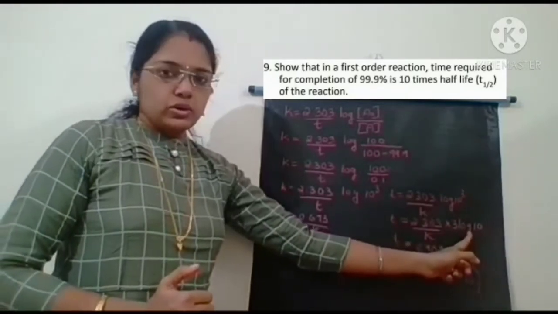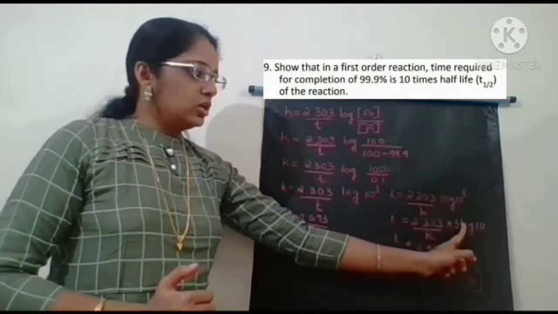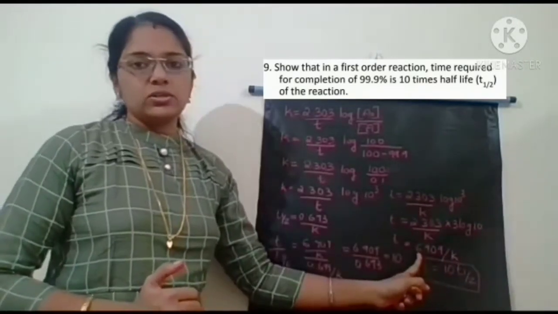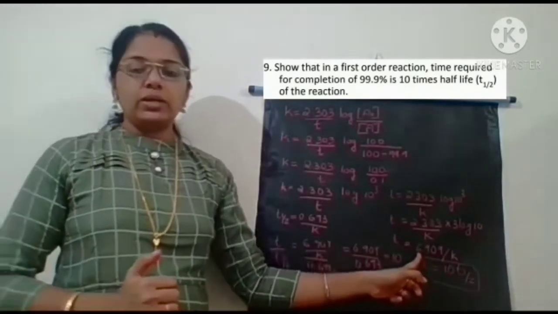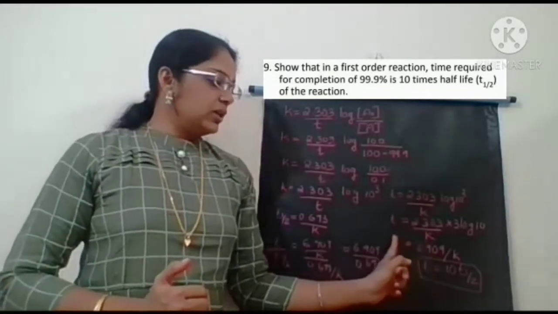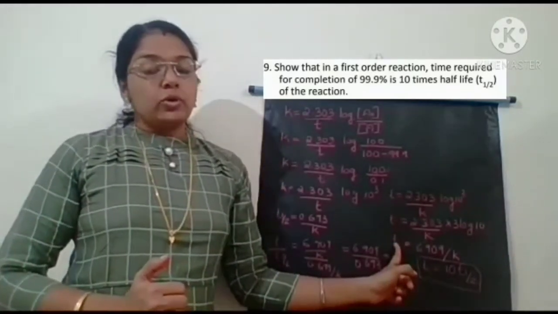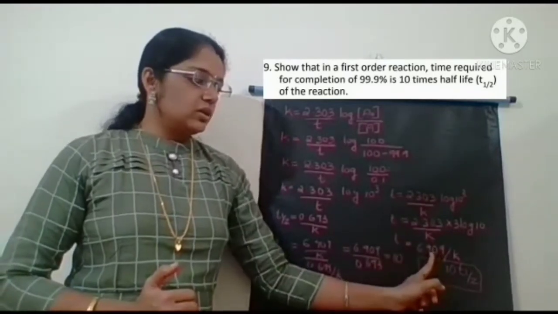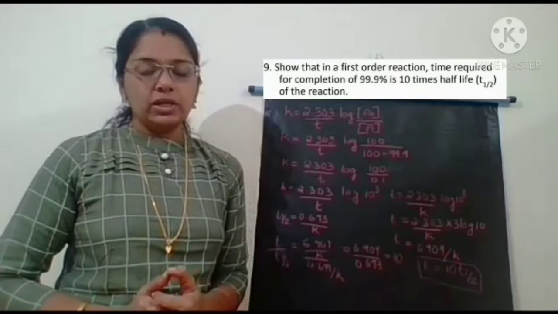So log 10 is equal to 1. So 2.303 into 3 into 1. So altogether it is equal to 6.909 divided by K. So we have got the T, that is, for 99.9% completion, the time taken is found to be 6.909 divided by K.